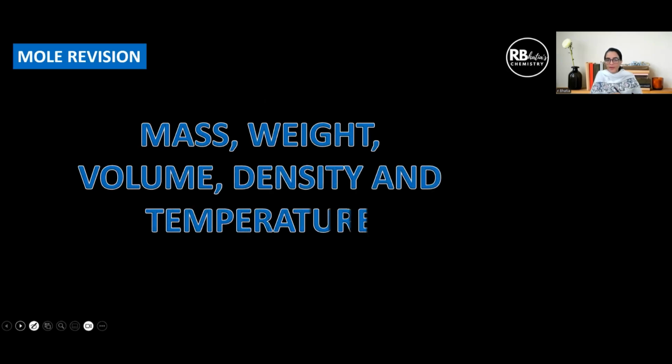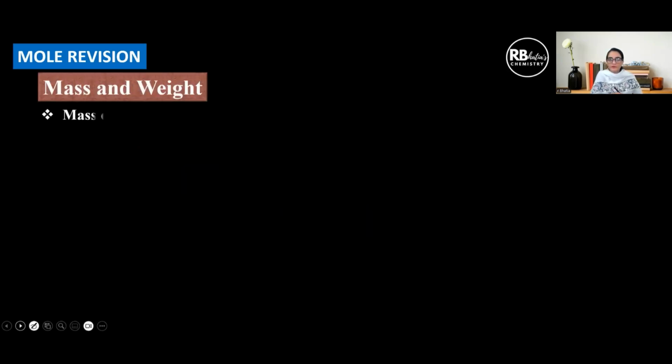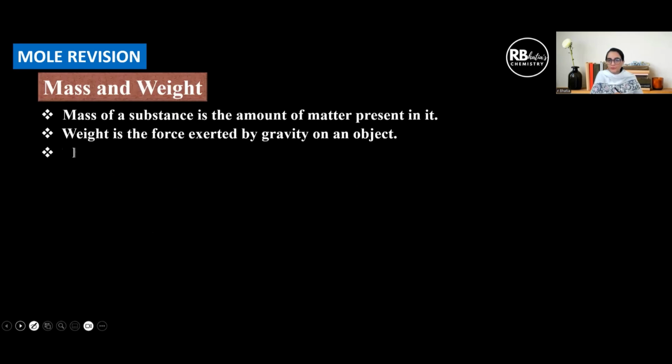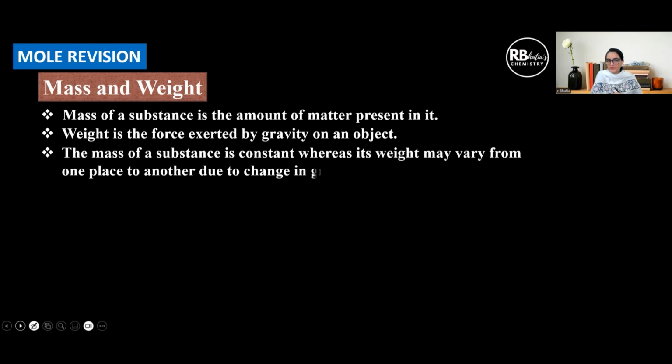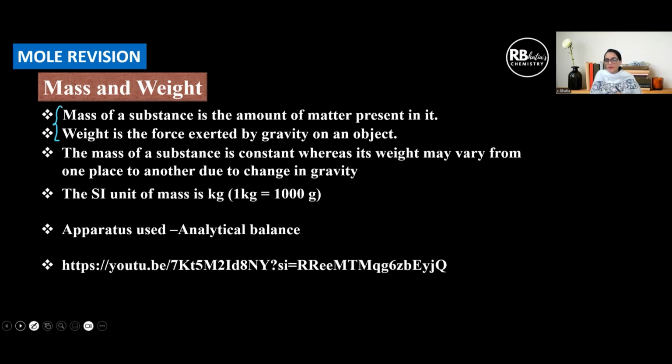So next we come to mass, weight, volume, density, and temperature. What are the important questions related to this? You know what is the difference between mass and weight? Mass is the amount of matter and weight is the force exerted by gravity. Now these two statements are more important when it comes to physics. In chemistry, these are rarely asked. The mass of a substance is constant, whereas weight may vary from one place to another due to change in gravity.